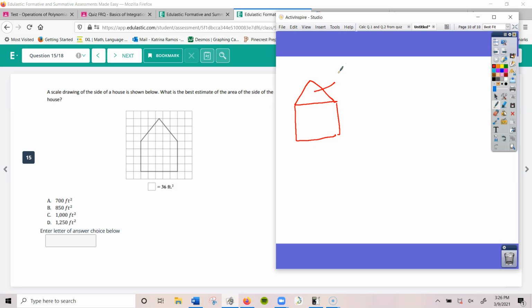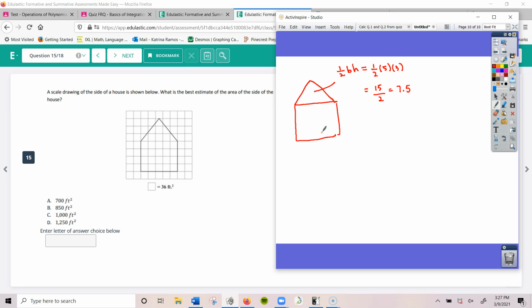The area of a triangle is 1/2 times the base times the height. Now, what we do here is we need the base and the height. The base is 1, 2, 3, 4, 5 units. And the height is 1, 2, 3 units. So what we get here is half of 5 times 3, which is 15 over 2, or you can say 7.5.